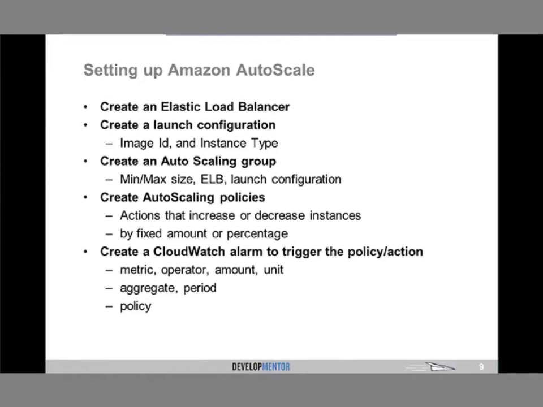Then we're going to create a CloudWatch alarm that's going to trigger the policy action. So a CloudWatch alarm basically says you need a metric, an operator, and an amount in a unit. For example, CPU utilization greater than 80%, where 80 would be the amount and the percent would be the unit. For 60 seconds on average across my whole auto-scaling group, so the aggregate is the average in the period of 60 seconds, then I want to execute some policy, like increase the instance count by 1, for example. So that's how it's all going to work.